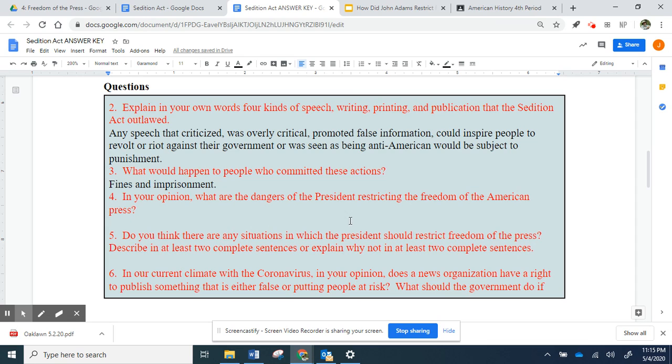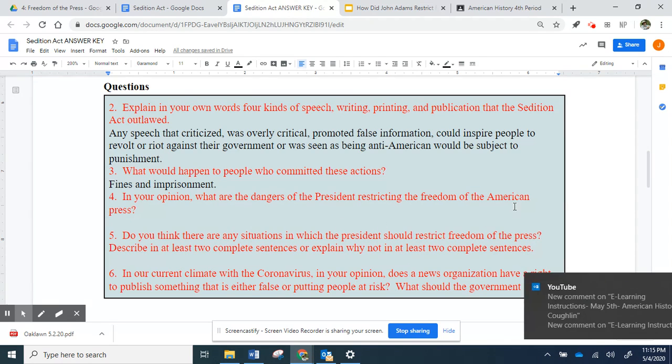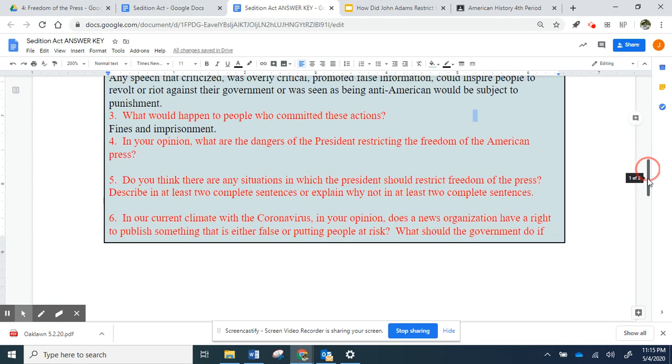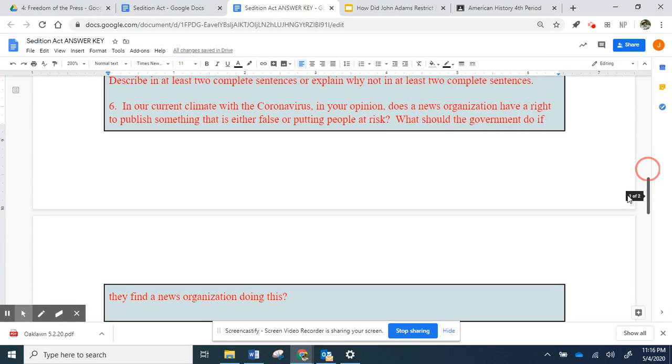Do you think there are any situations in which the president should restrict the press? Describe in at least 2 complete sentences, or explain why not in at least 2 complete sentences. And then with our current climate with the coronavirus, in your opinion, does a news organization have a right to publish something that is either false or putting people at risk? What should the government do if they find a news organization doing this?